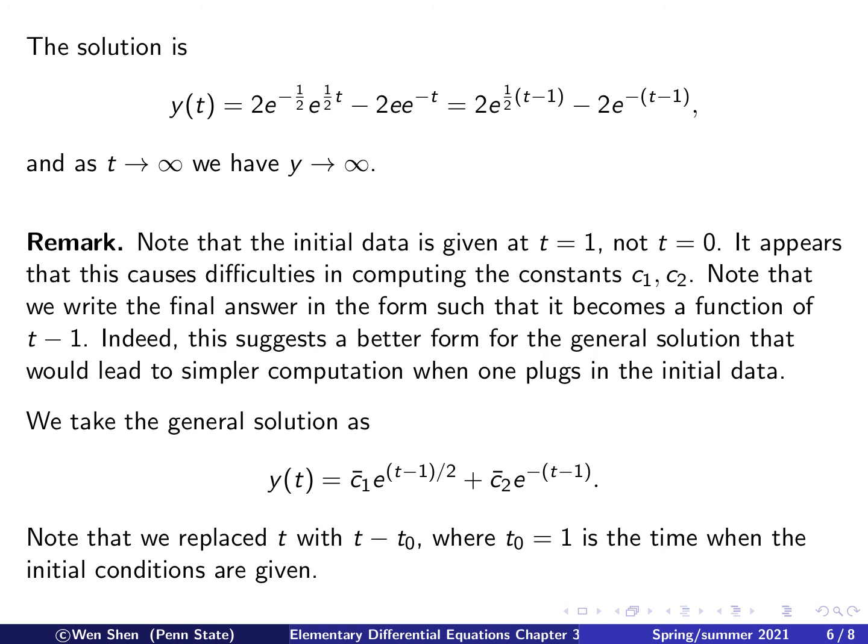Okay, so this trick can be played not only for initial data given at 1. If you have t naught as your initial data, you can replace t with t minus t naught, which would simplify the computation later on.